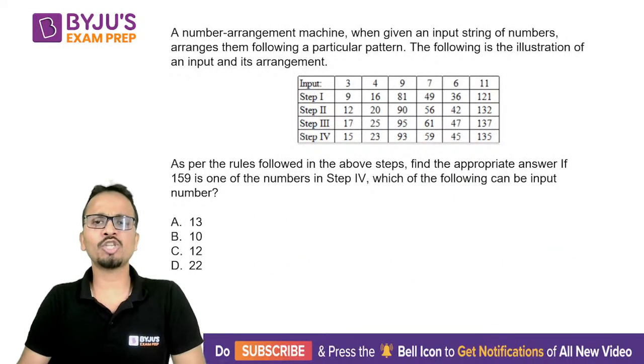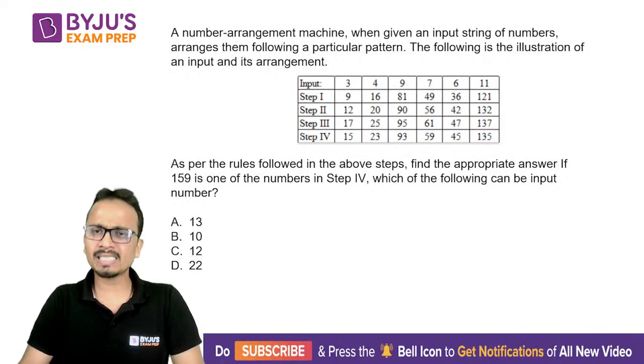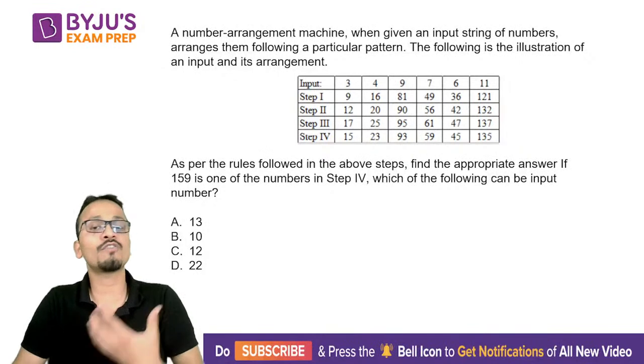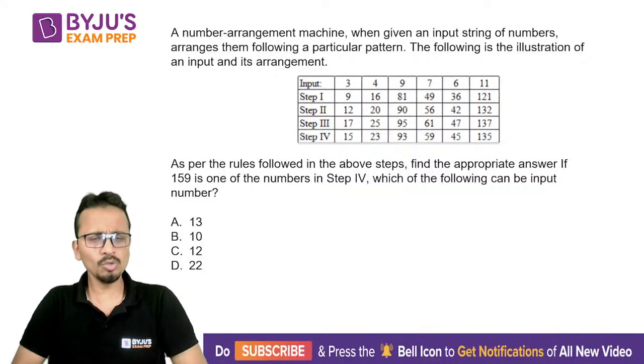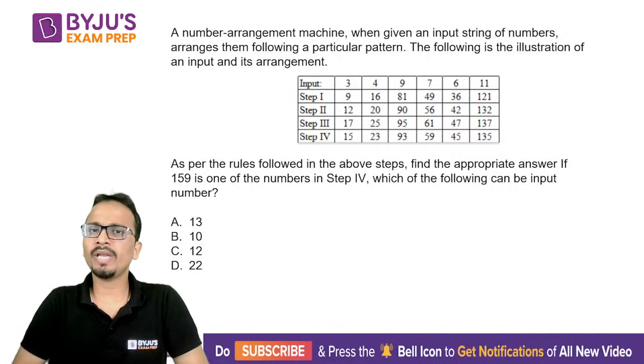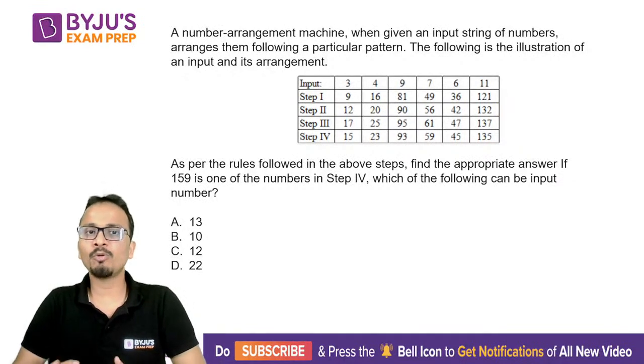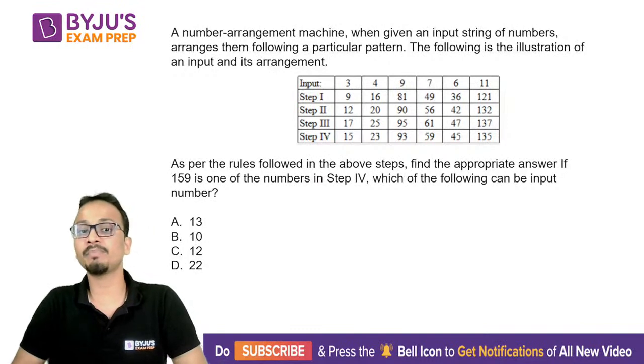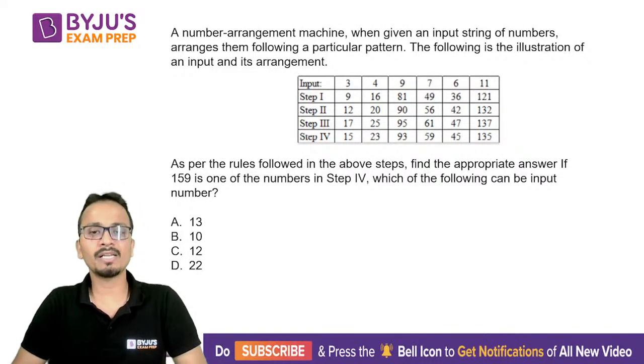So this is the question which is based on input output sequences, and again in this type of questions, in some cases the logics of quant, the logics of calculation, the logics of mathematics may be involved. The question says that a number arrangement machine, when given an input string of numbers, arranges them in a particular pattern. The following is the illustration of an input and its arrangement. So just study this entire input output machine, understand what is happening at every step, and then as per the rules followed in these steps, find the appropriate answer. If 159 is one of the numbers in step 4, then which of the following can be the respective input?